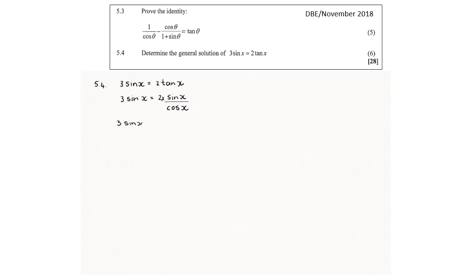Then we have 3 sine x times cos x equals 2 sine x. And now we make one side of the equation 0, so we take over the 2 sine x to the left-hand side, and then we have 3 sine x times cos x minus 2 sine x equals 0. And this can be factorized. We can take out the sine x, and then we get sine x times 3 cos x minus 2 equals 0. And now we put the factors equal to 0, so that means sine x is equal to 0, or 3 cos x minus 2 is equal to 0.